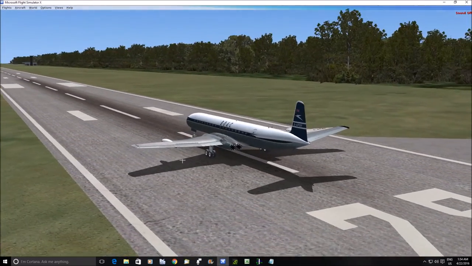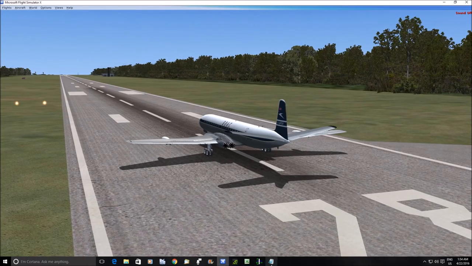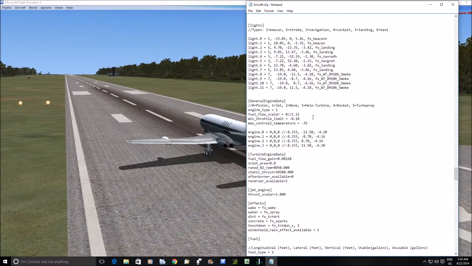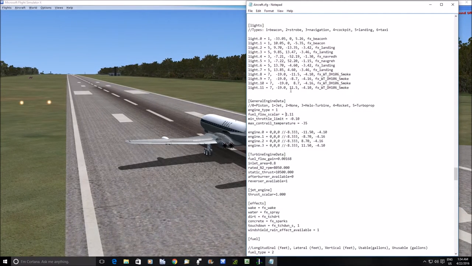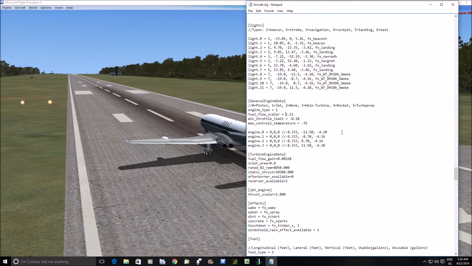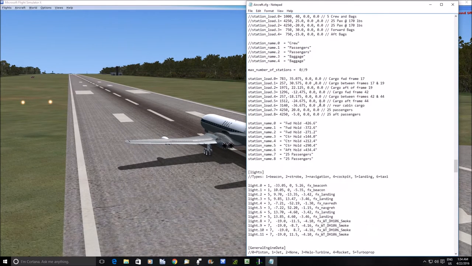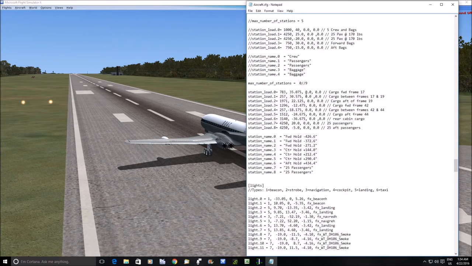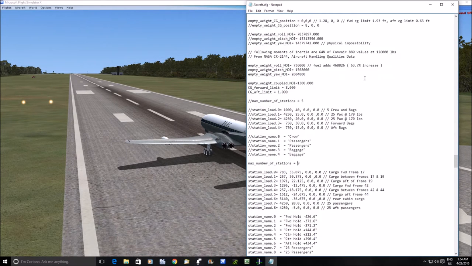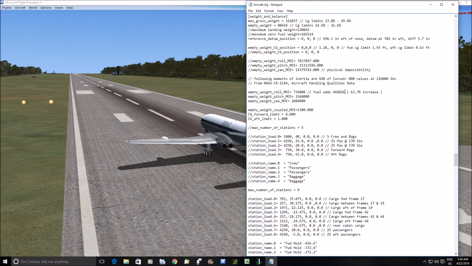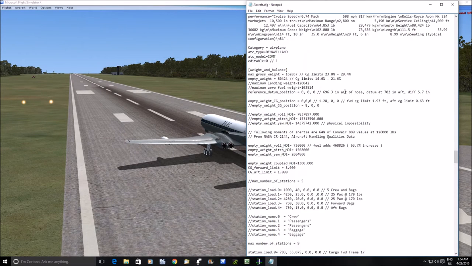So we're going to go for a little flight here. Actually, you know what? Let's reverse. Let's put our fuel flow scaler back to where it belongs, and let's put all our cargo back in. And I think that's all I have to do. Nope, we'll put our empty CG back where it belongs.